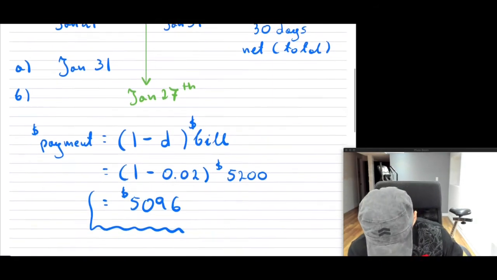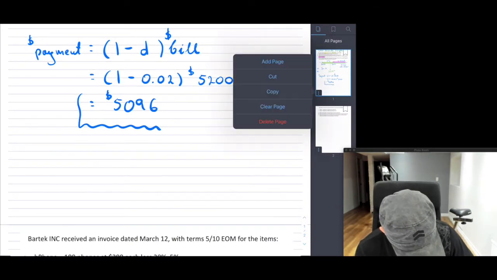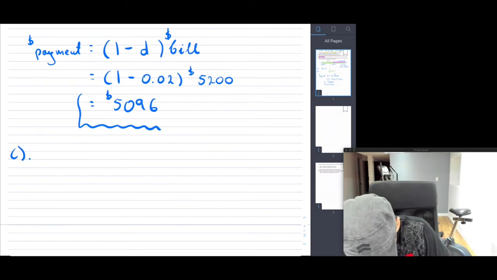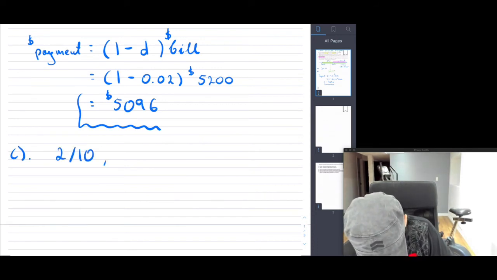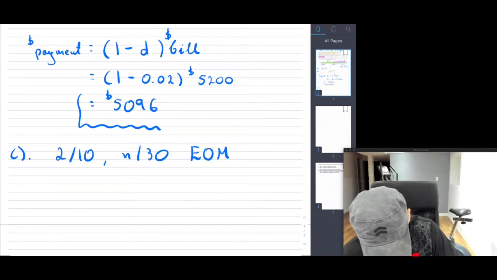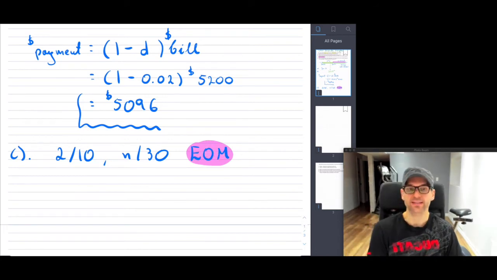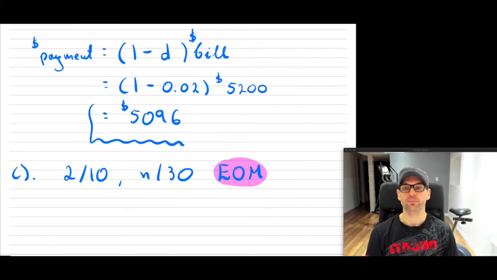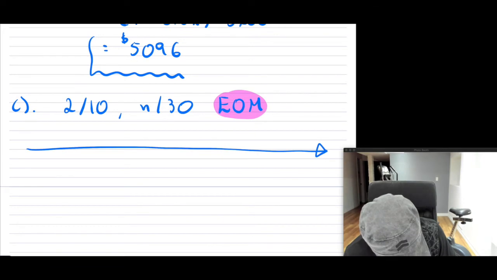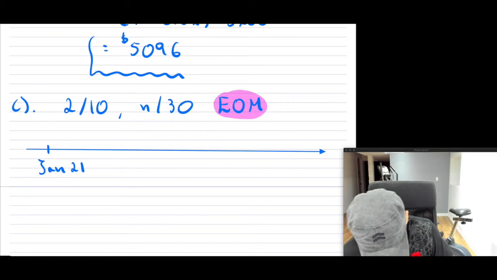So let me illustrate that for you. Here, I'm going to add another page. We have some space. So for C, because now we have 2/10 and net 30, this is EOM. This EOM is crucial because it tells us that the invoice date gets moved to the end of the month. So if I would draw this out, here's my timeline again. Here is my January 21st.